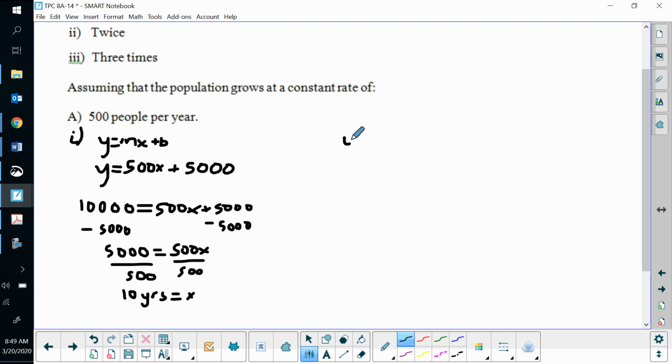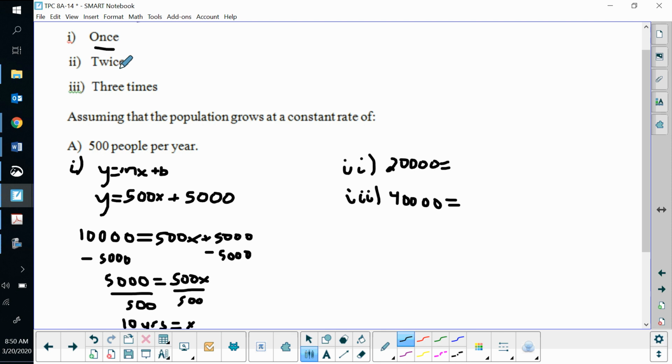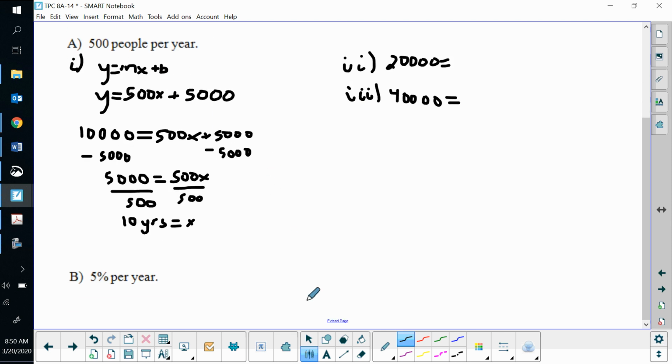So what you will do in parts II and III, this one wants you to double twice. Well, if doubling once was 10,000, doubling again would be 20,000. So you'll do 20,000 equals in our equation. And in 3, if we double again, double 20,000, you get 40,000. And then you'll have to go through and solve. All right, it's going to be the same, double once, twice, and 3 times for part B.